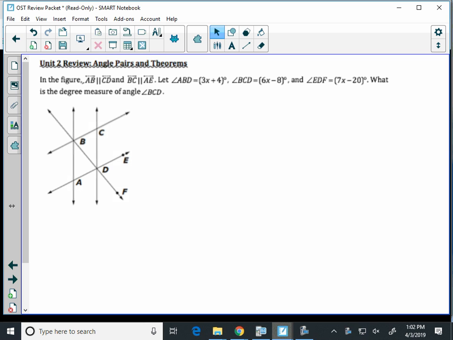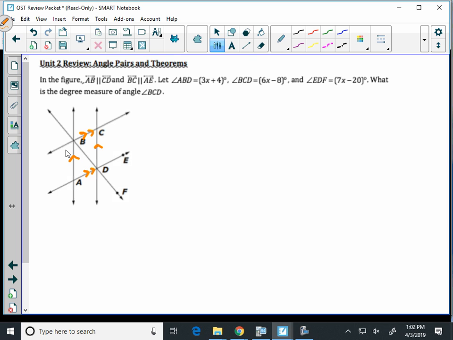Okay, so for Unit 2 review, that's where we talked about parallel lines, linear pair angles, vertical angles, and the angle sum theorem of a triangle. So that kind of ties everything into one problem in this one. It says in the figure, AB is parallel to CD, so I'm going to mark it. Okay, and BC is parallel to AE.